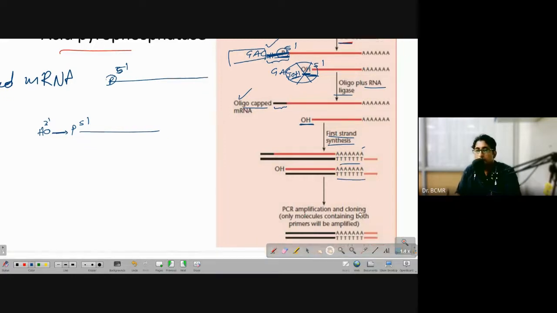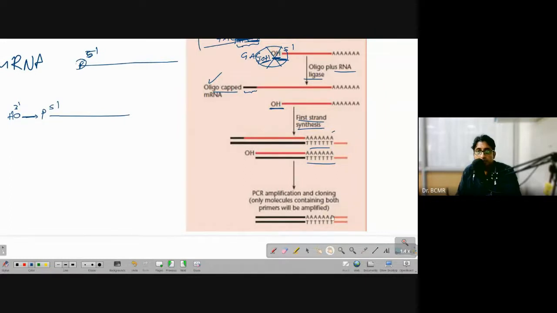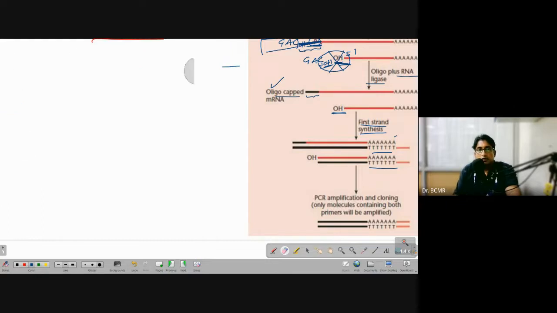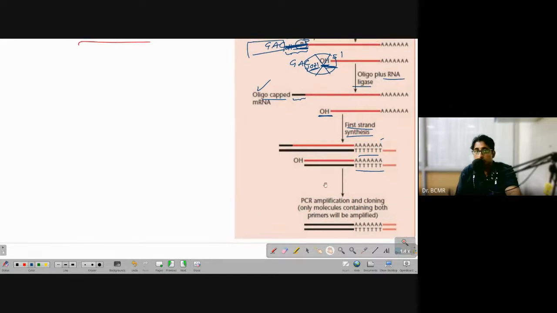And now we also know the oligonucleotide, this cap. We know the sequence of it. So we can use the complementary strand to the oligo and synthesize the second strand. Let me elaborate on it a little bit. Let's try to follow what is given here. I'm trying to talk about the primers.